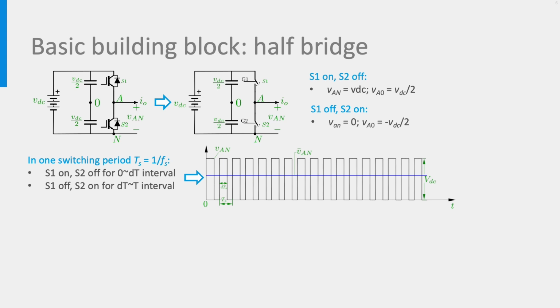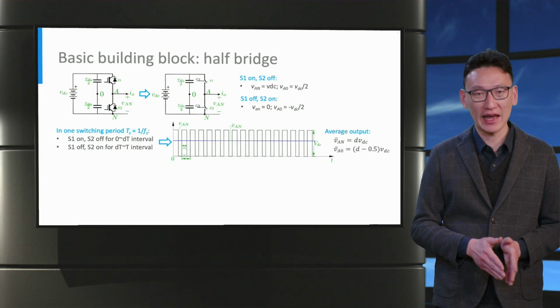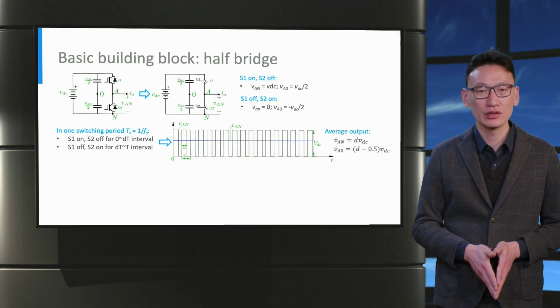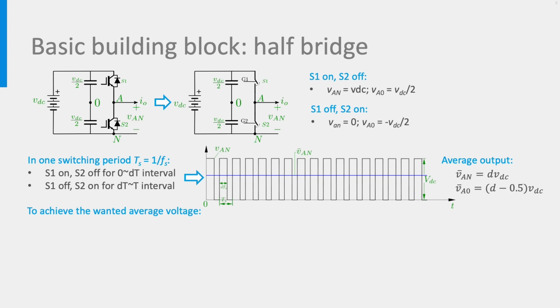Repetition of the same switching period provides the waveform shown in the graph. Then we can calculate the average output voltage VAN is D times VDC, and the average VA0 is D minus 0.5 times VDC, as indicated by the blue line in the waveform. To achieve an arbitrary required average voltage, we can vary the duty cycle D.